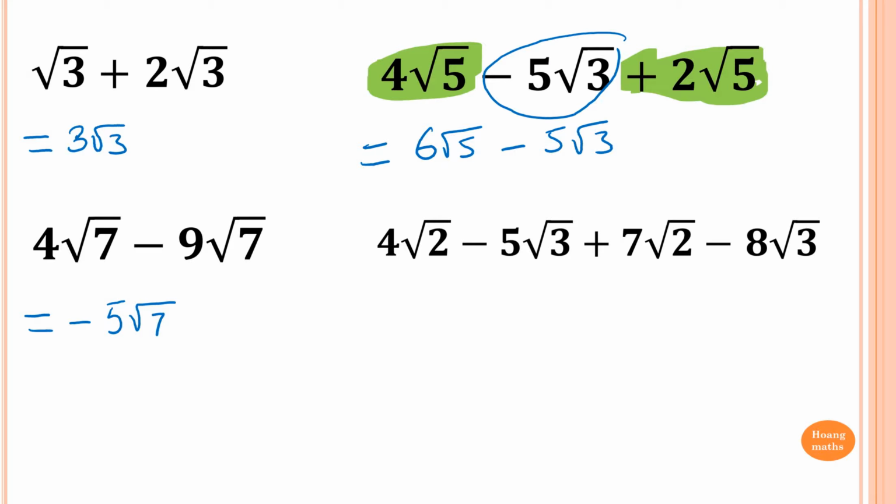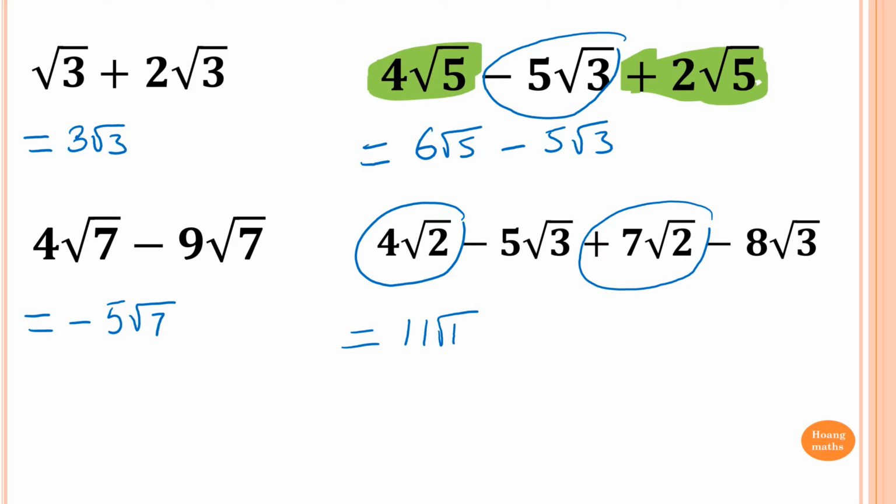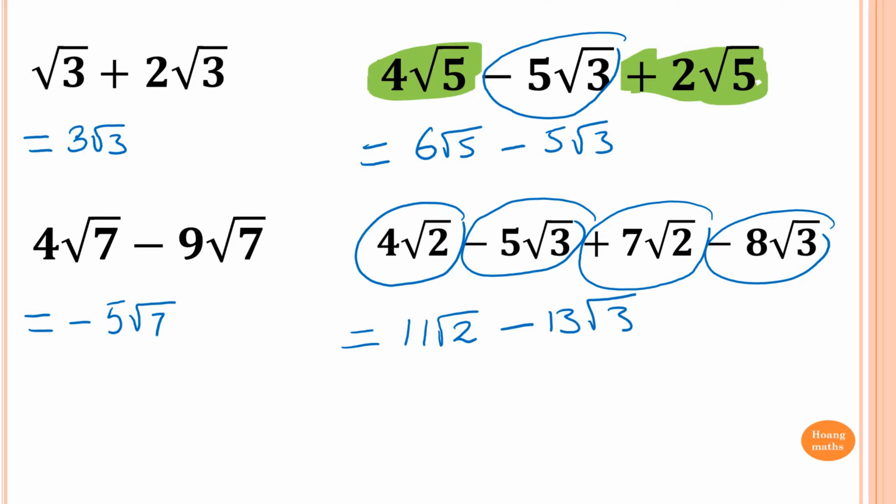Now this one here. Like terms again, see 4 root 2 plus 7 root 2. So 4 root 2 plus 7 root 2, 4 plus 7 is 11. So 11 square root of 2. And then minus 5 root 3 minus 8 root 3, minus 5 minus 8 is minus 13. So minus 13 square root of 3. Right? So that's the answer. It's just collecting like terms in other words.